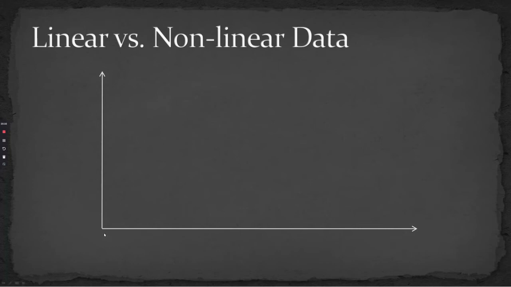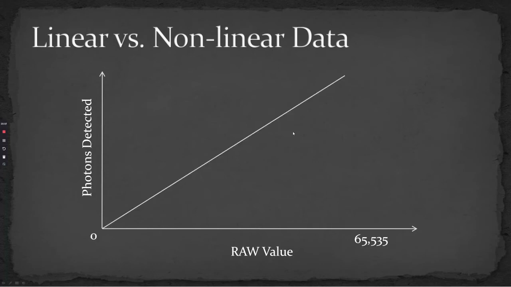If we make a graph of an X coordinate and a Y coordinate, and if we draw a straight line, and let's say this straight line is representing the raw value that's captured in the raw file, which would go from zero to, if it's a 16-bit camera, 65,535. Those are all the possible values in our raw file for each pixel. And those correspond to the number of photons detected, or actually they correspond to an electrical charge, which is proportional to the number of photons detected.